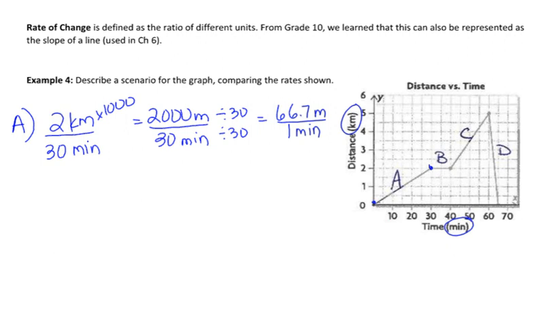If we were to describe what could be happening in that line segment, I could say he was at home and he walked 30 minutes and his speed was 66.7 meters per minute.